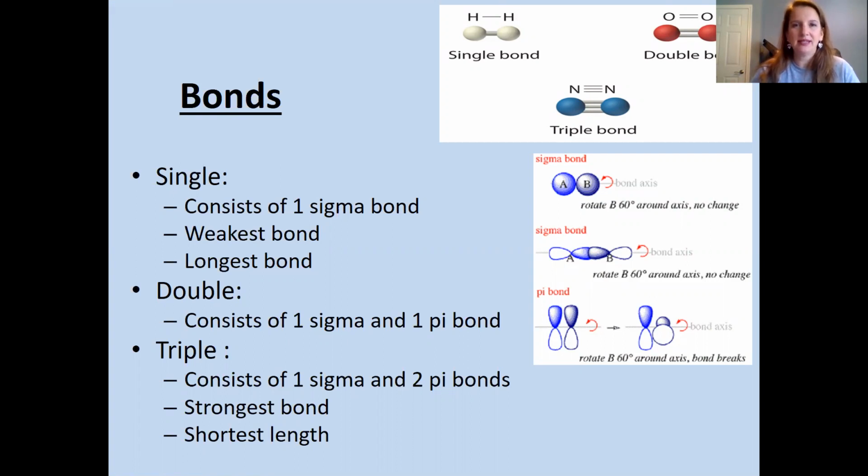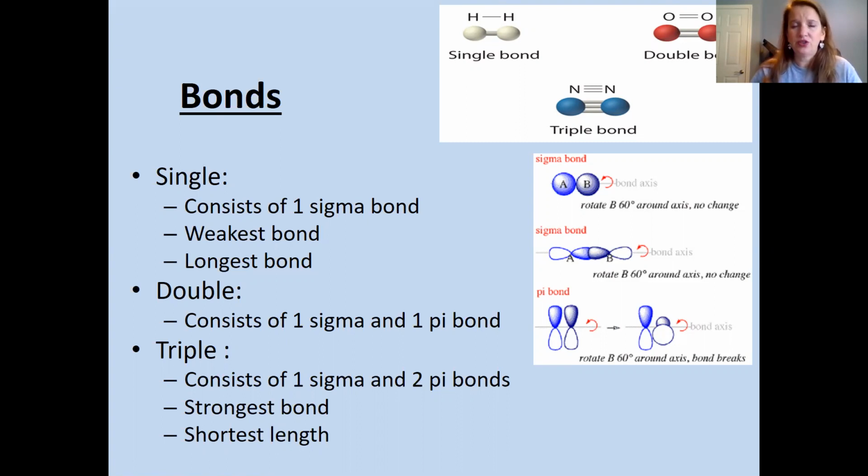And this is just based on how the orbitals overlap in the forming of the bond. Okay, you don't have to know anything about how they overlap. I did put some pictures here and on the next slide to show you in case you wanted a little bit of extra information, but you just have to know which type of bond, the sigma or the pi, is found in a single, double, and triple bond.